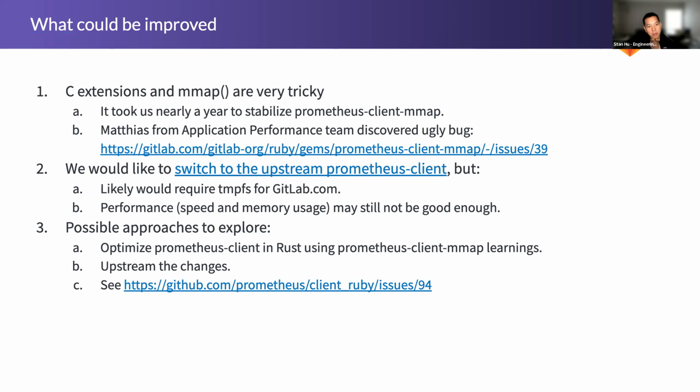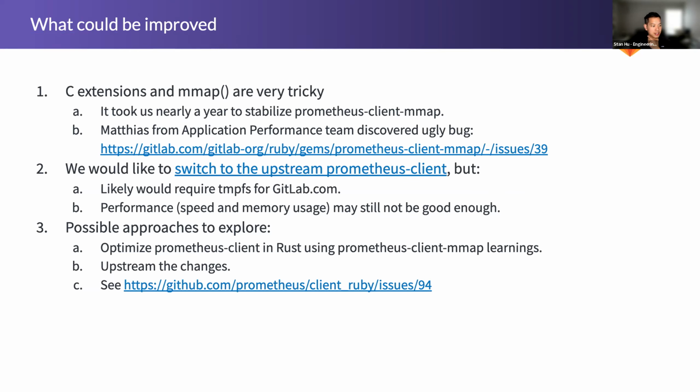So, all that being said, what could be improved here? The problem with C extensions and mmap is that it's very tricky to get right. We had a lot of crashes and a lot of bugs when this first rolled out. It took us, I would say, nearly a year to get this stable, because we had a lot of core dumps and things like that happen in production, and it was really painful.